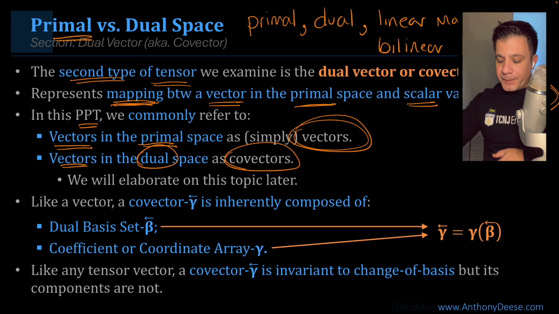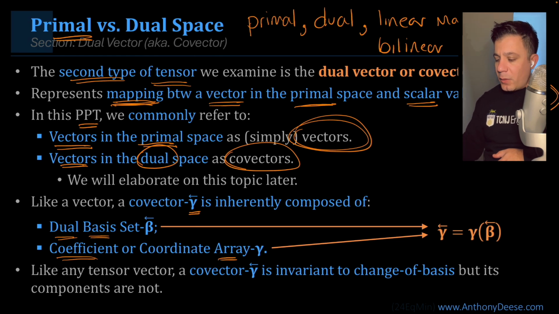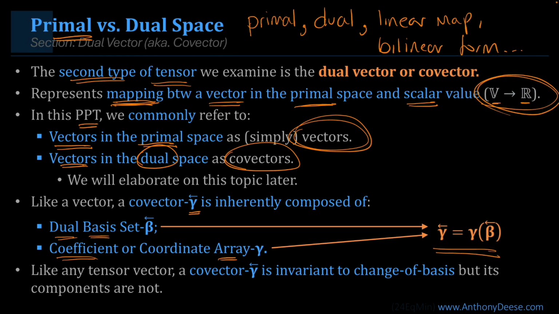Now, like a vector, a covector, gamma, is inherently composed of two separate things, and we should be familiar with these terms. It's going to be composed of a basis set as well as some coefficients. Now we call this the dual basis set, and we could call this the dual coefficient or coordinate array. Now I want to talk about this notation right here, because for the primal vectors, what I generally did was refer to the vector as v arrow hat, and then I would say that the primal basis set is b arrow hat, and then the coordinate array is v with no arrow hat.